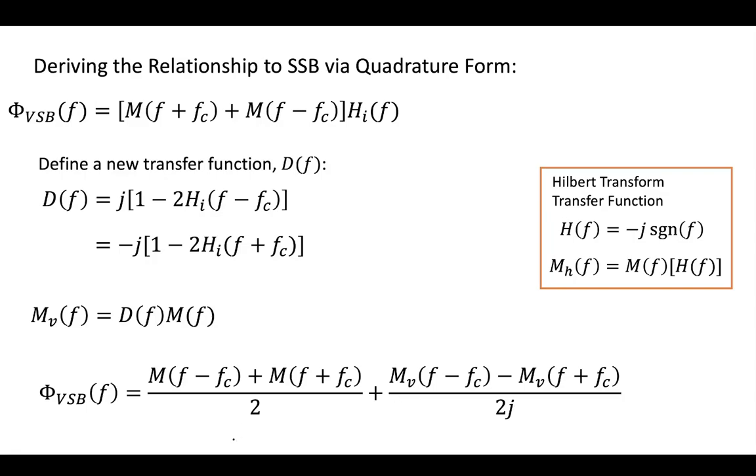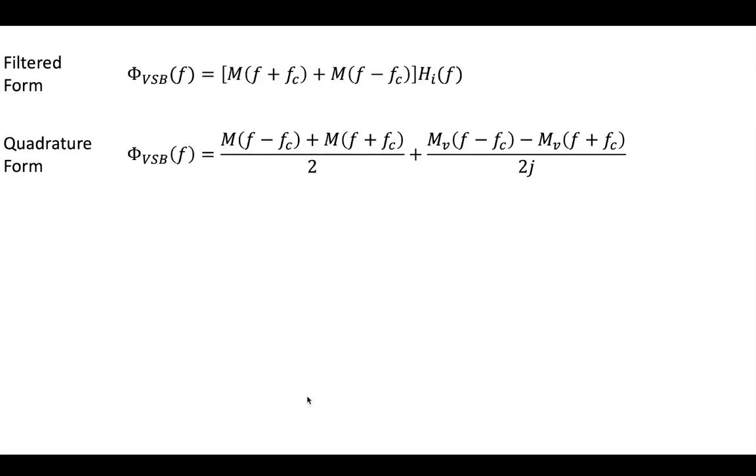And this VSB message now has real parts and imaginary parts, and some of the components are MV, and some of the components are just the original message M. These MV components are messages that have passed through the filter, or they've passed through this input filter. And so we're going to see that this gives us a quadrature form. So the filtered form looks like this. The quadrature form looks like the line below it.